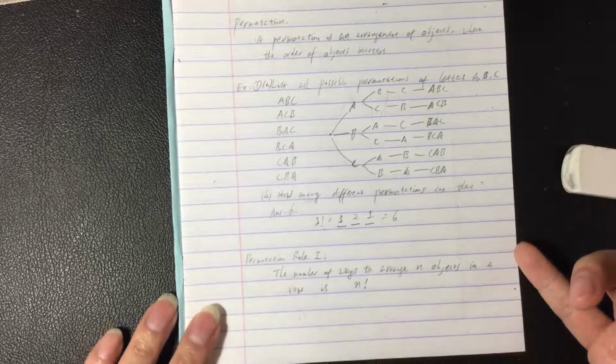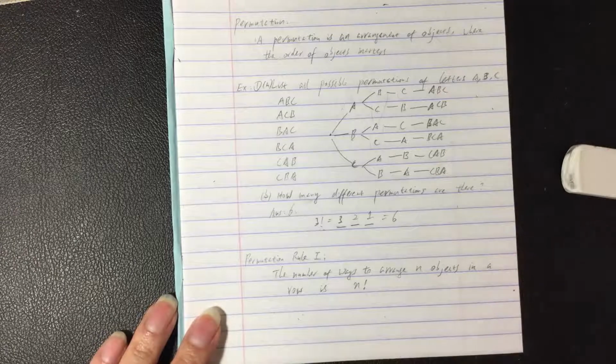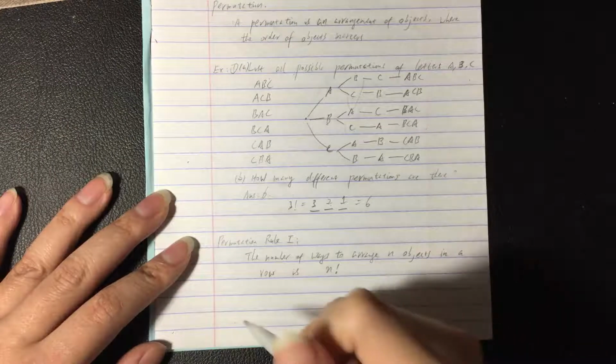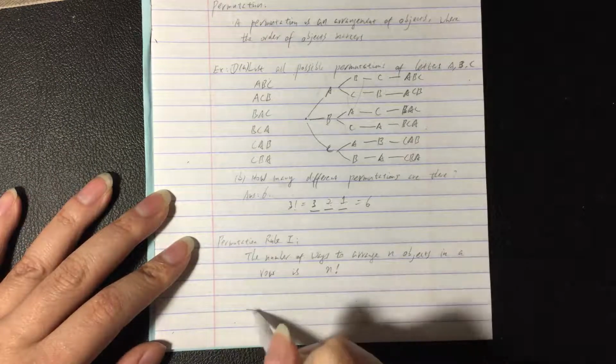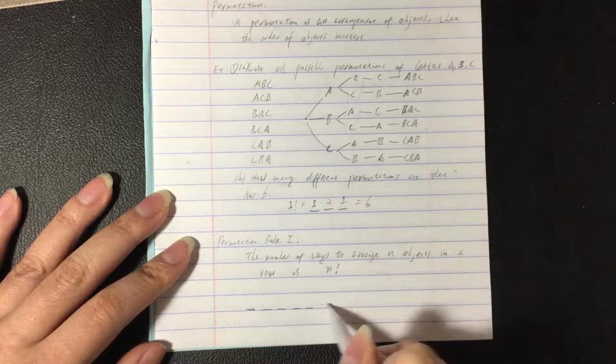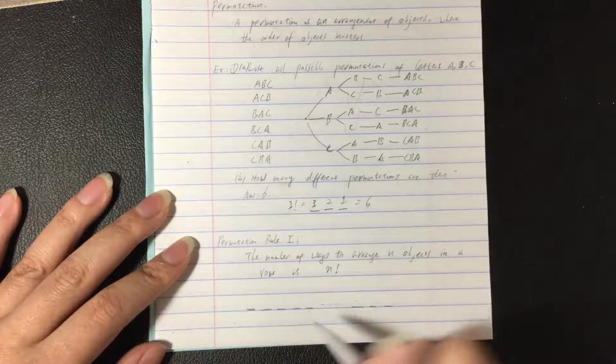This can be proved by using the fundamental counting principle. Suppose we want to arrange n objects in a row. So there are n spots here: 1, 2, 3, 4, 5, all the way up to n. There are n spots here.